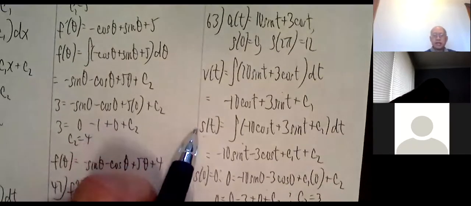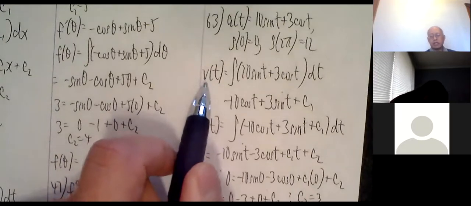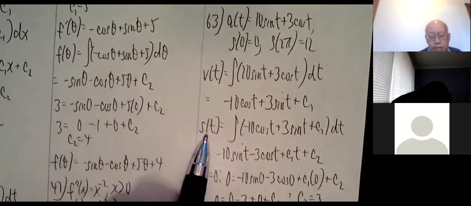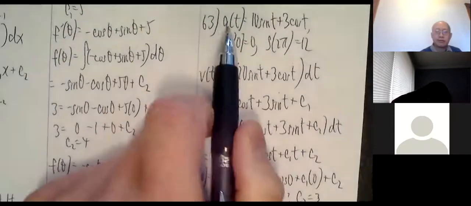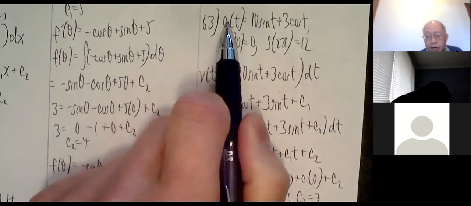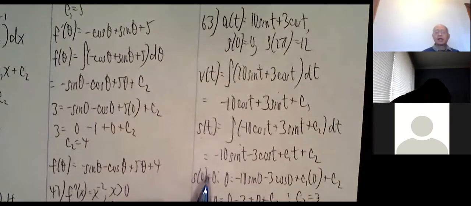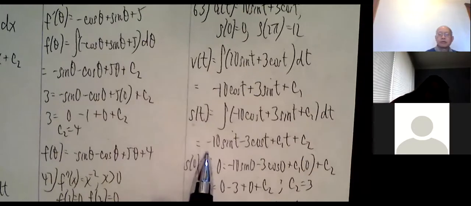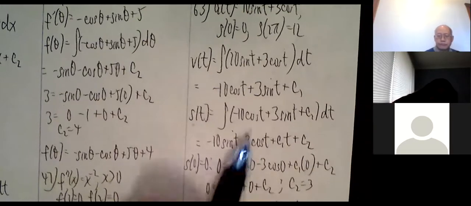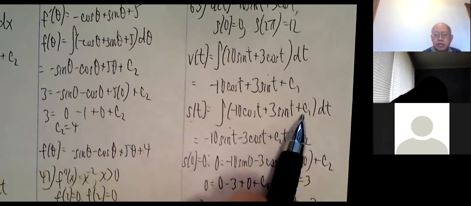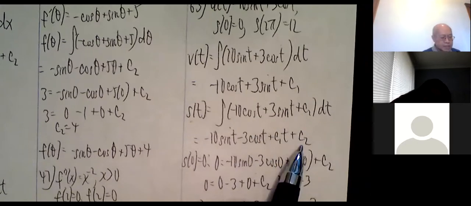So the distance function, s of t, is the antiderivative of the velocity function. So we're just going backwards. Before, we started off with the distance, right? Then we said first derivative, velocity, second derivative, acceleration. Now we're going backwards. Here's the acceleration, so integrate, velocity, integrate again, distance. So the integral of negative 10 cosine t is negative 10 sine t. Integral of 3 sine t is negative 3 cosine t. Integral of c1 is c1 t, plus c2.